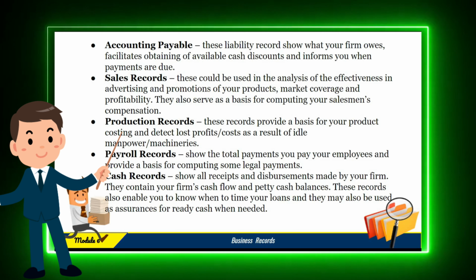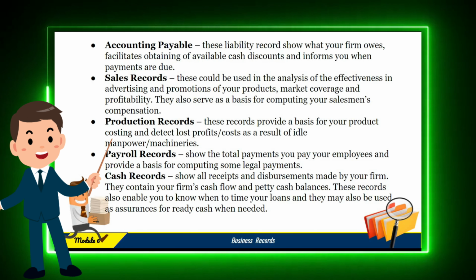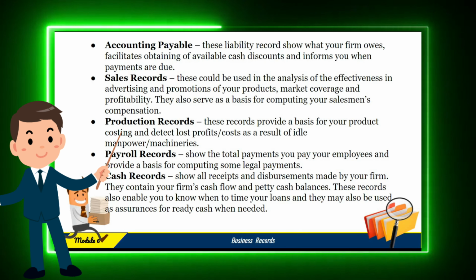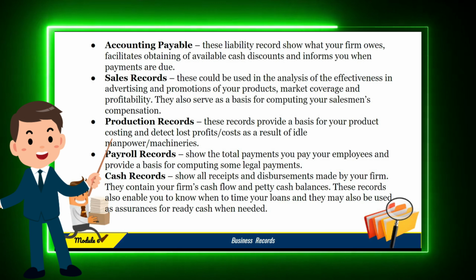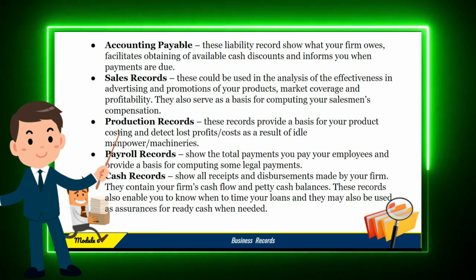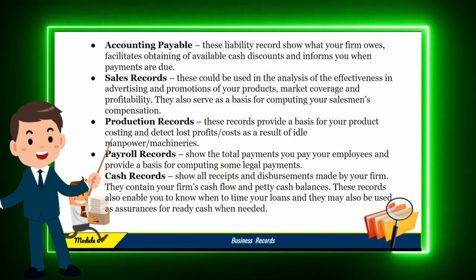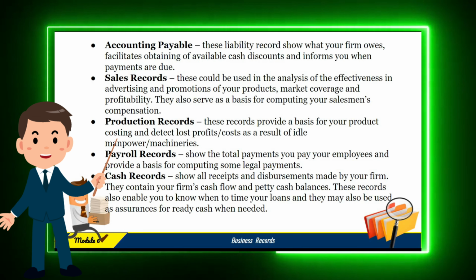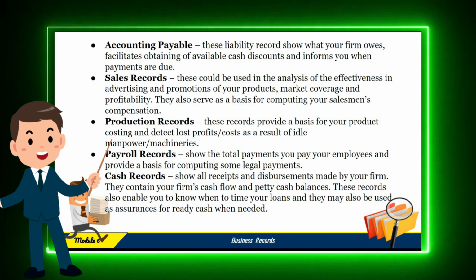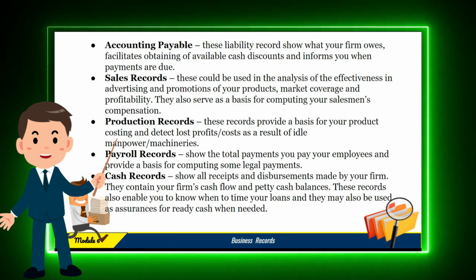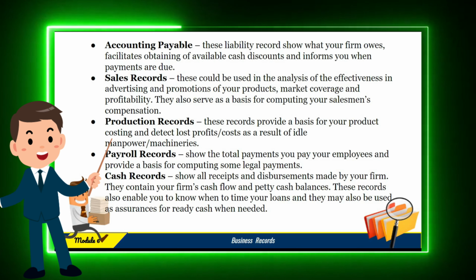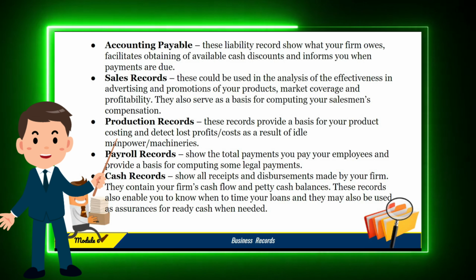Okay, then the sales record, this could be used in analyzing the effectiveness of advertising and promotions of your product, market coverage, and profitability. This includes the sales report. They also serve as a basis for computing your sales compensation. Okay, so the production records provide a basis for your product costing and detect lost profit caused by idle manpower or machinery. So production records are all about the production or manufacturing in your business.